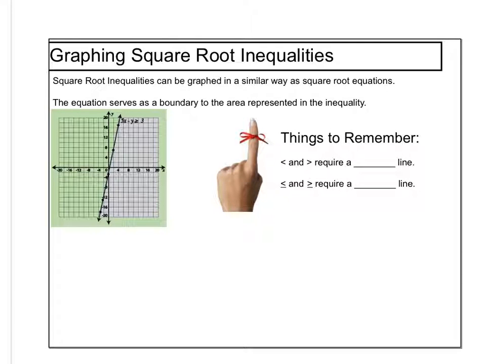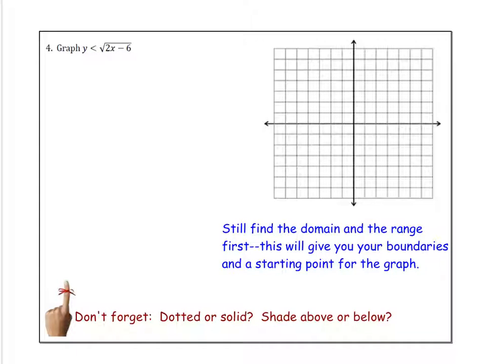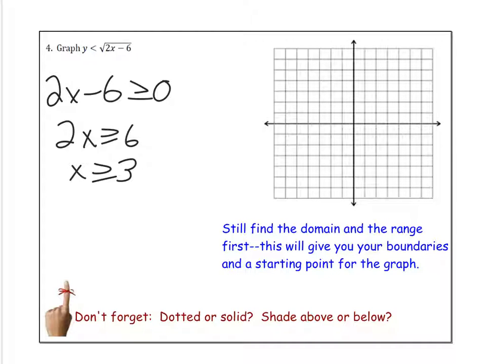So, square root inequalities. Similar way, okay, the equation is a boundary. Remember, this is going to be a dotted line. This is going to be a solid line. So y less than or equal to the square root of 2x minus 6. So you still want to figure out your boundaries. You still want to figure out your intercepts. So this is your domain. So 2x greater than or equal to 6. X has got to be greater than or equal to 3.